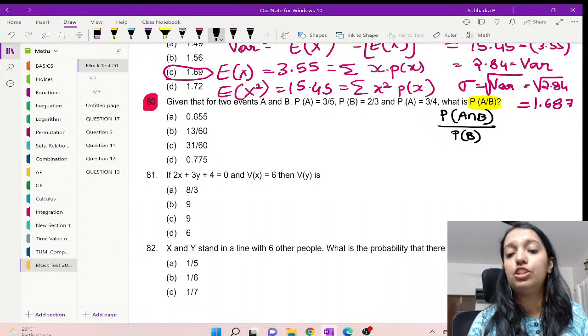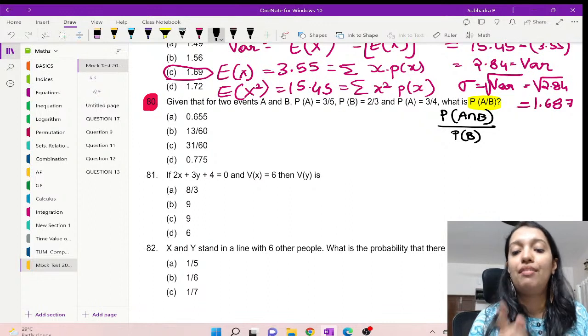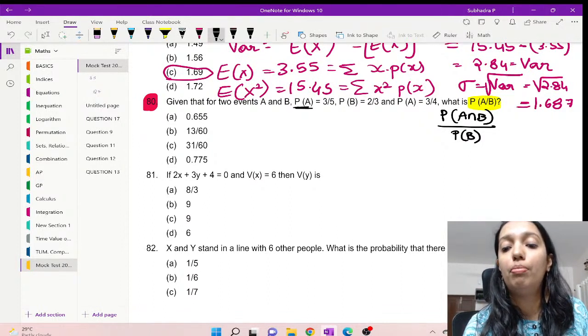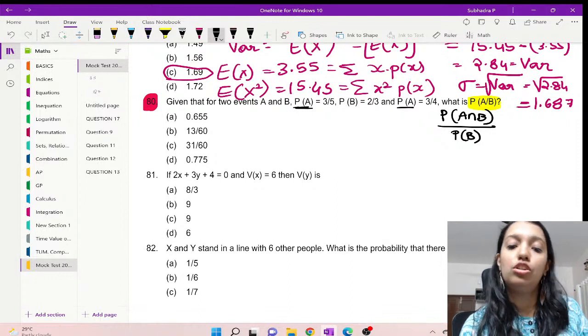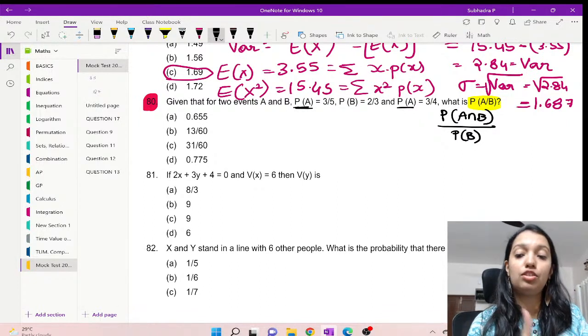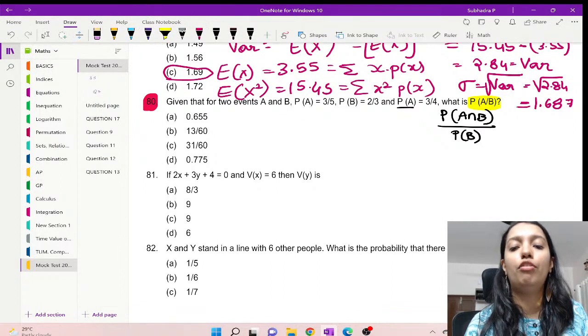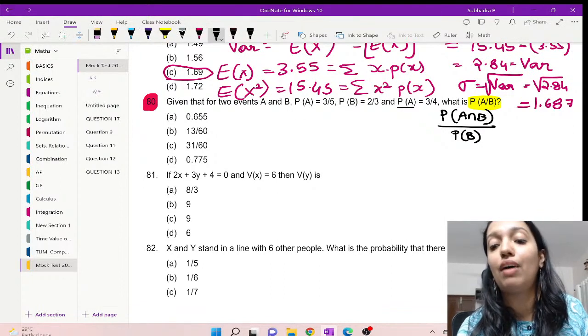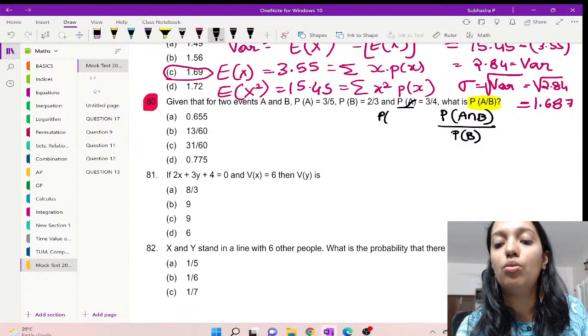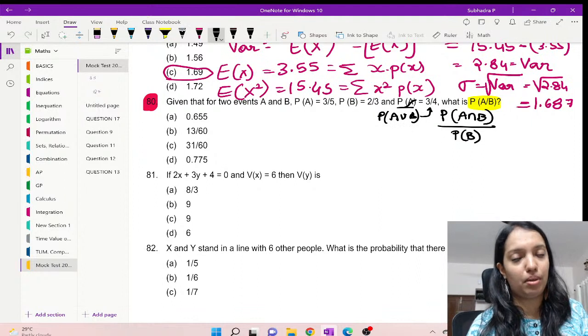But look at the question. Do you have any information regarding A intersection B? Do you have any information regarding A union B? P of A is repeated twice. So we will assume one of these two values to be P of A union B. Usually they give P of A, P of B, and then the value of P of A union B. So let's assume P of A union B to be 3/4.